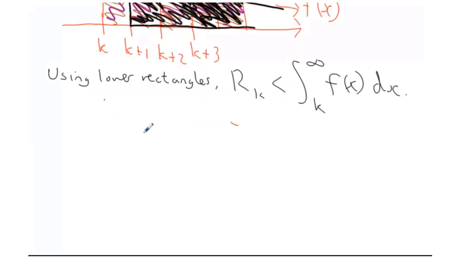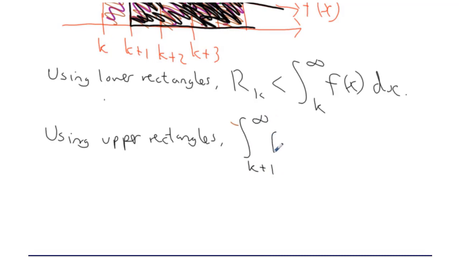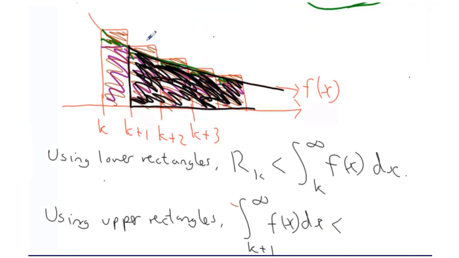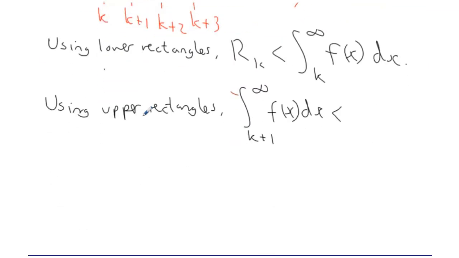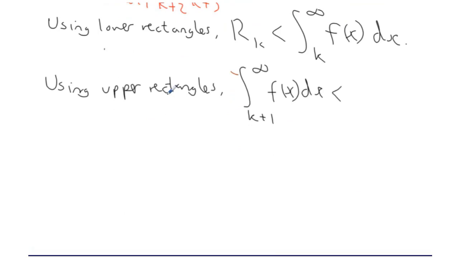So using upper rectangles, you can see that the integral between x equals k plus 1 and infinity of f(x) dx is clearly underneath the orange area. So the orange area includes all of the black bars plus a bit extra, and it's going to be the same for every single bar. So that is less than R_k.